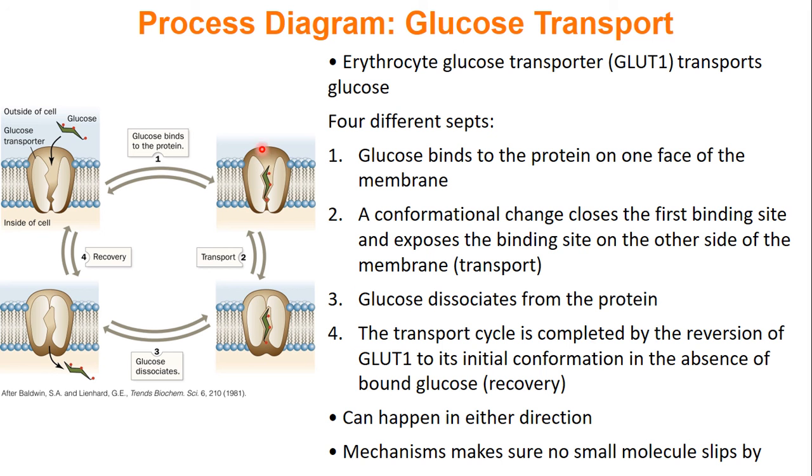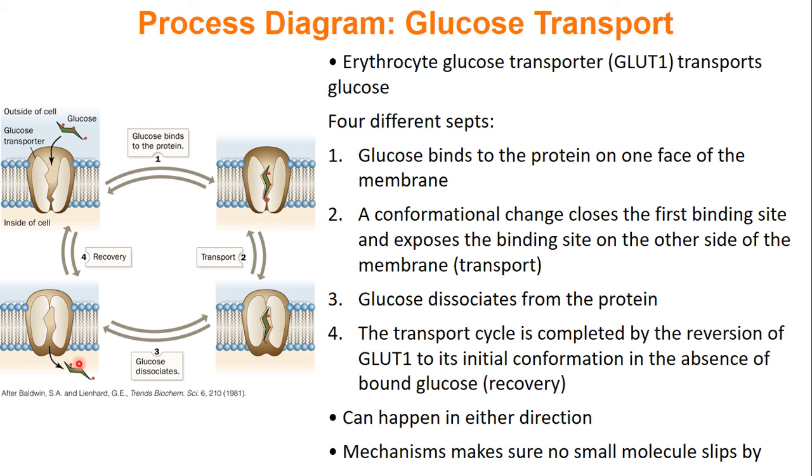So if we just had a channel open to water or glucose only, you could think that maybe a water molecule or a potassium ion could slip through accidentally. We don't want that. We want to control what is going in and out of the cell. So this mechanism of closing and opening allows us to control that only glucose is going to go through, and nothing's going to slip through. This is reversible though.